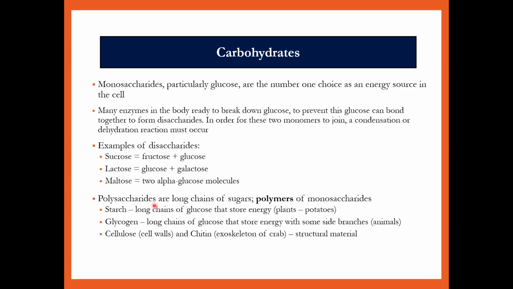Polysaccharides are long chains of sugars. They are polymers of monosaccharides. So your monomer for a carb would be a monosaccharide, and your polymer would be a polysaccharide. Examples of these would be starch, glycogen, and cellulose. Starch is long chains of glucose that store energy, commonly found in potatoes. Glycogen is long chains of glucose that store energy with some side branches. Cellulose is found in cell walls. Chitin is found in the exoskeleton of crab, and these provide structural material.